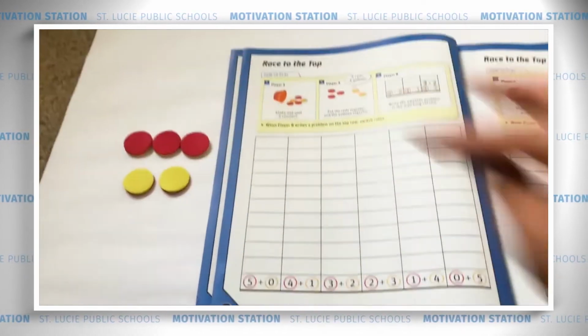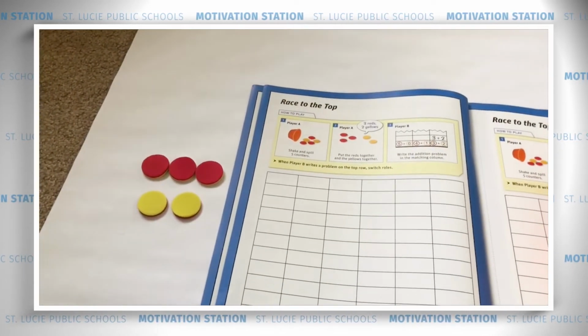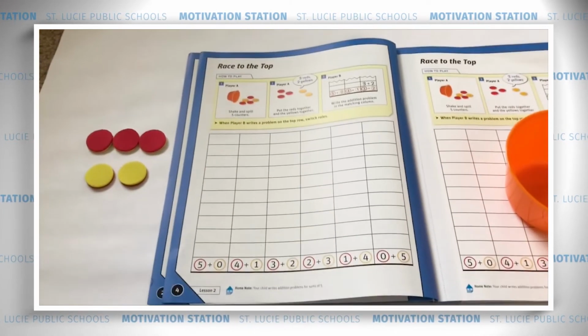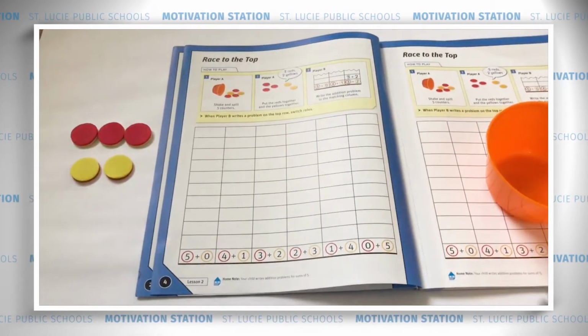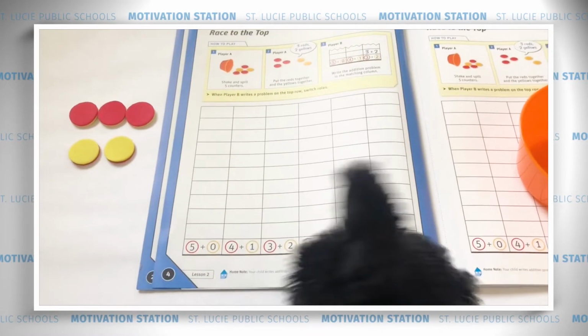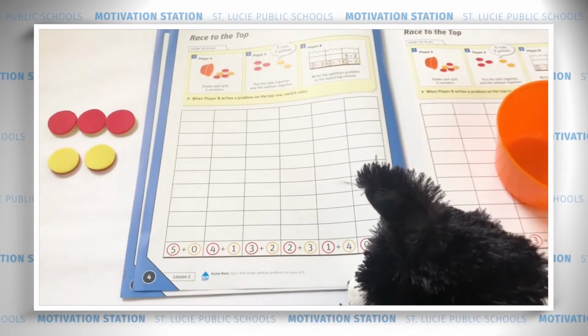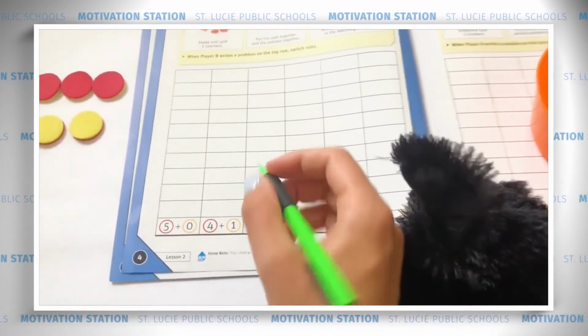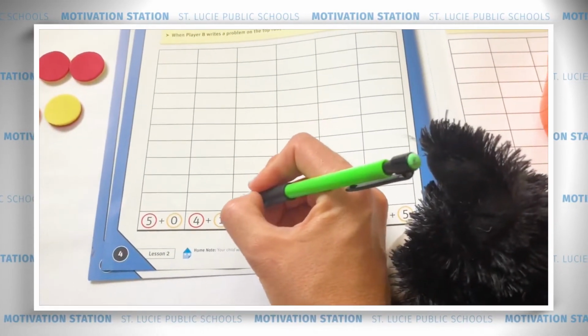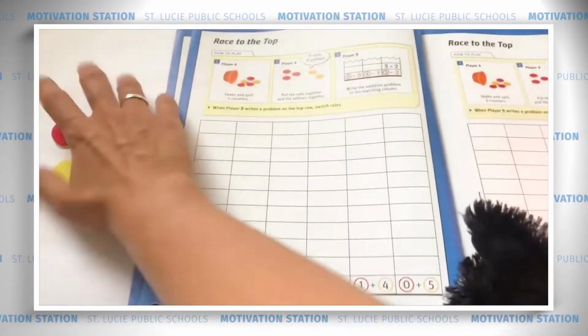Okay, all right, 2 yellows and 3 reds. Now remember, our reds always going to go first. Okay, now Puppy Dog, we have to find that equation. Which one? 3. Oh, there it is. Can I write, Puppy Dog? Oh, okay, it's hard to write with paws. So we have 3 plus 2. Now I'm going to write the equation. 3 plus 2.